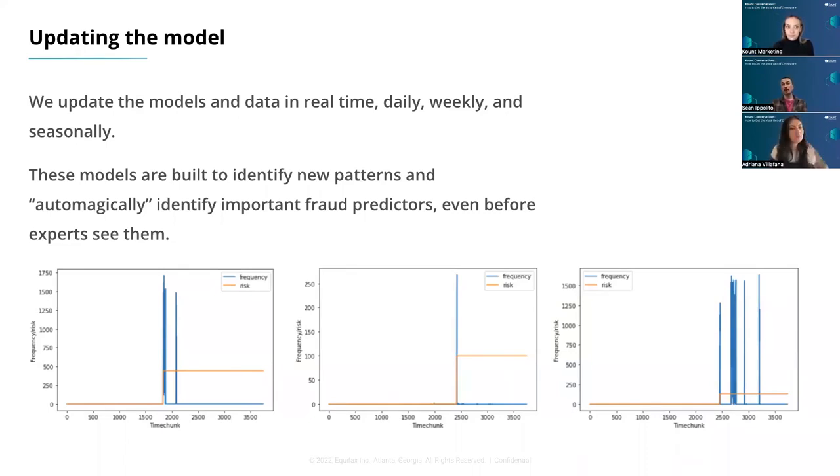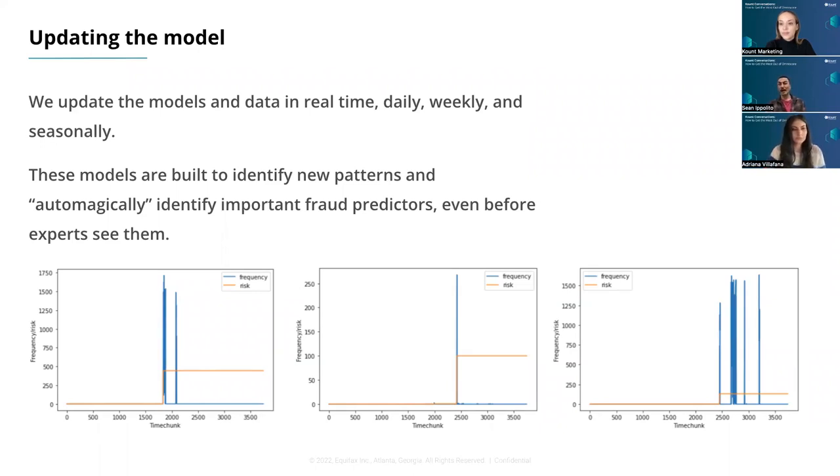These models are built to automatically identify new patterns and important fraud predictors, even before experts see them. For example, last year, one of our models picked up a new risky feature in May. A couple months later, one of our fraud experts, Brady, was chatting with other industry experts and noticing patterns in data. He asked me about that feature. I went and took a look and said, the model automatically picked this up a few months ago.